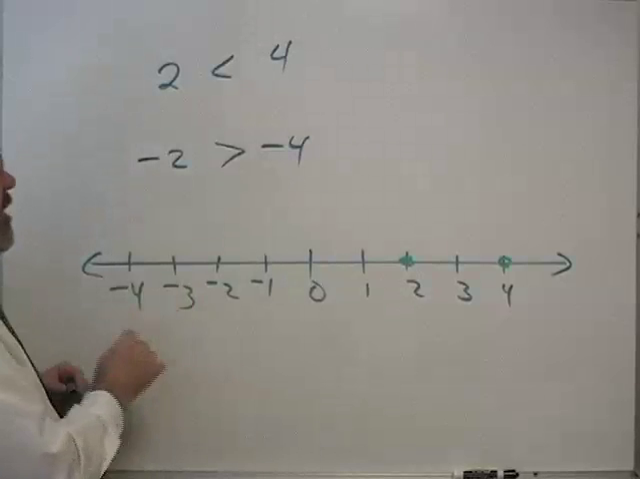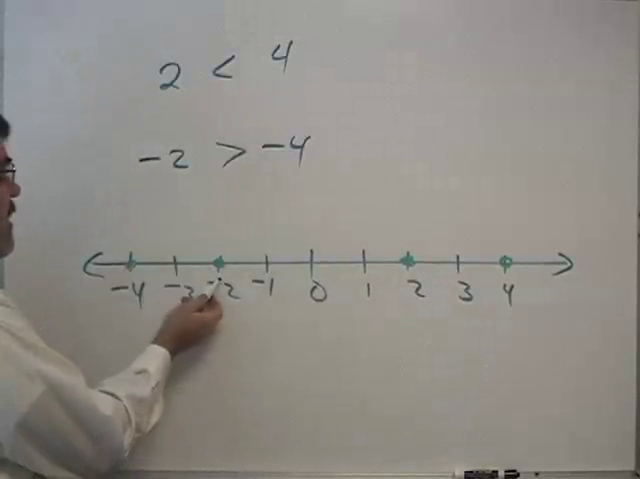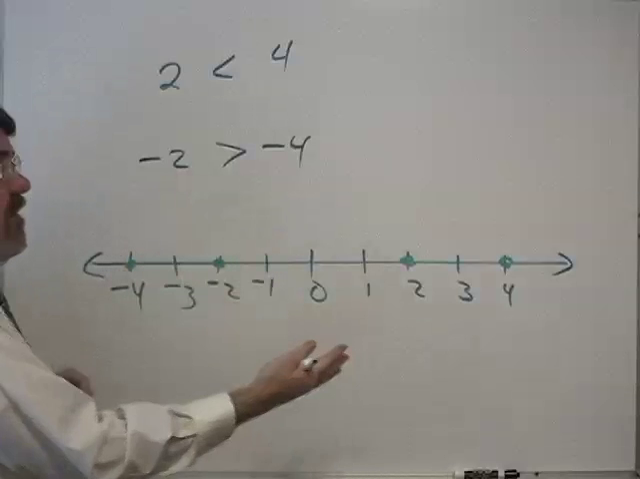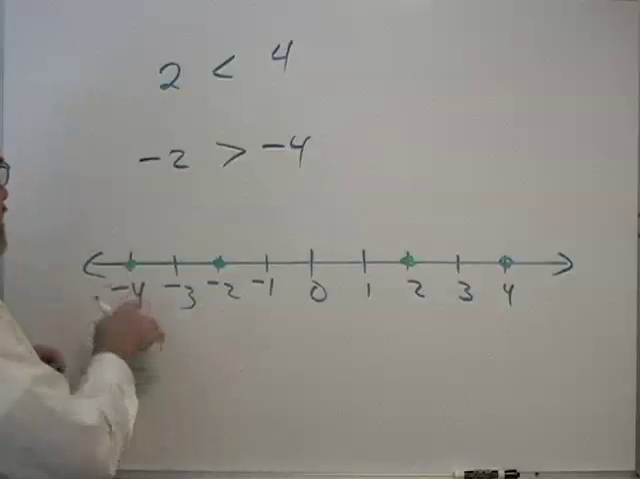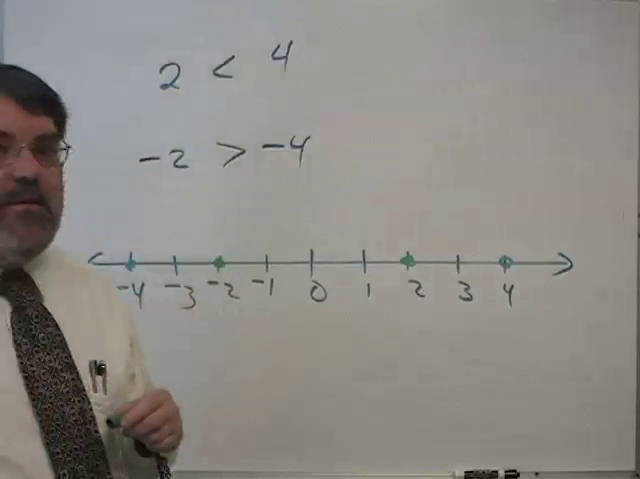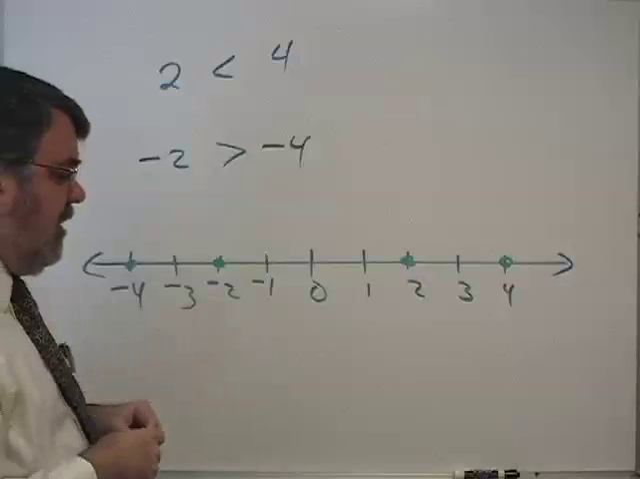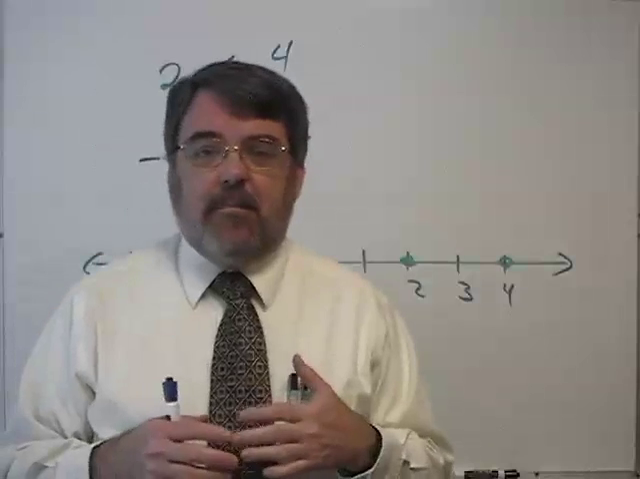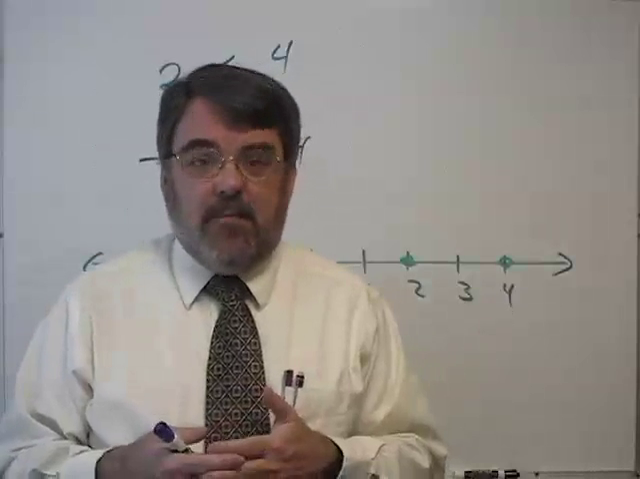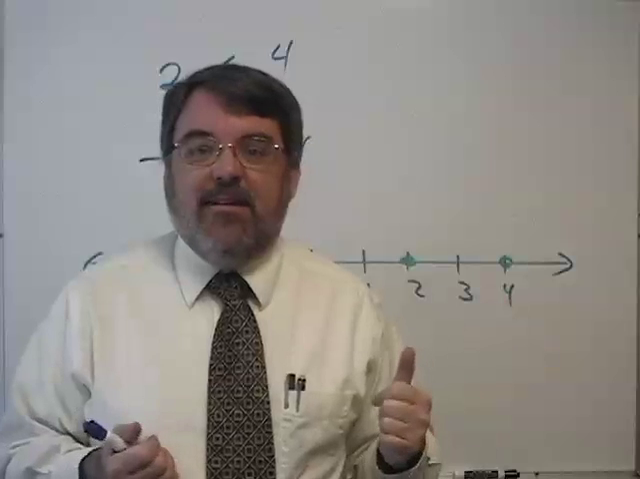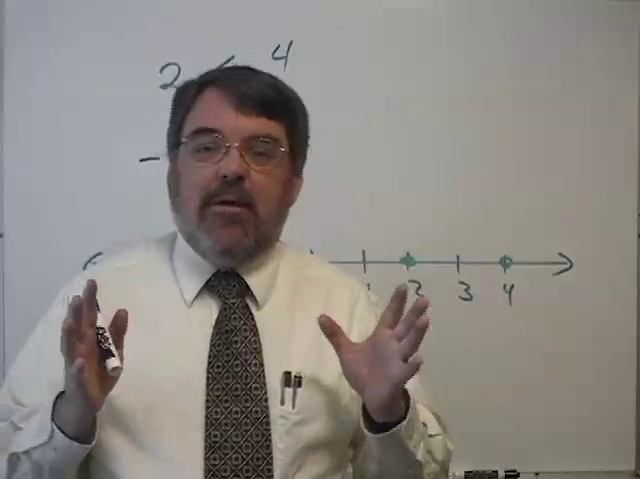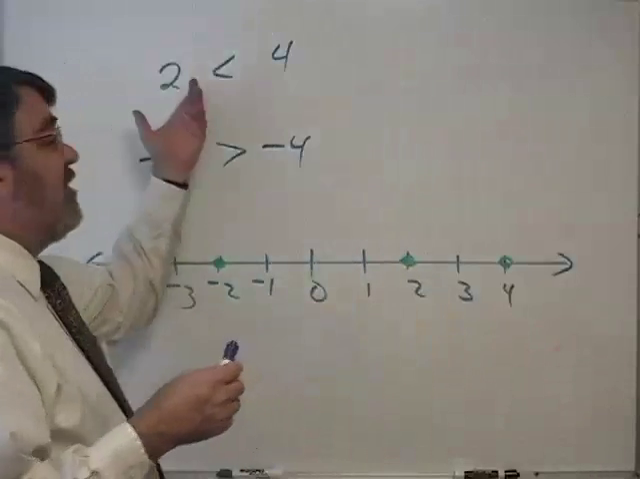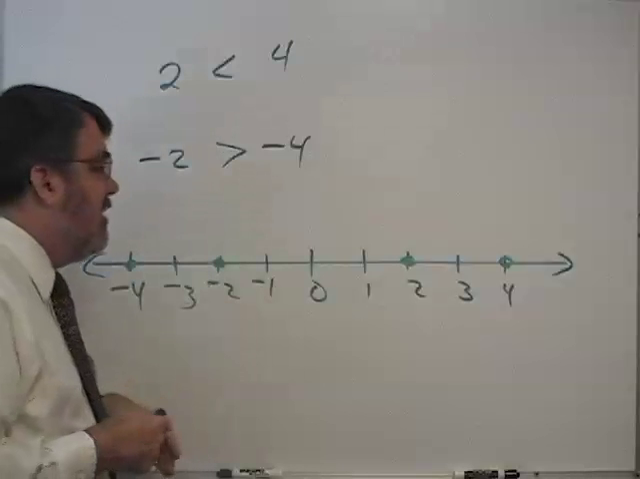How about -2 and -4? Well, -2 is to the right side of -4, so that makes -2 a larger number. Or you can look at it the opposite way: -4 is to the left of -2, which makes it less than. So if you were to pose a formal definition of less than or greater than, I believe you would have to settle on something like this. It indicates an orientation on our number line.